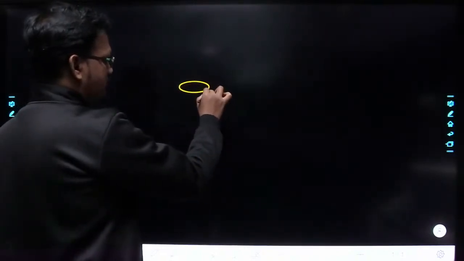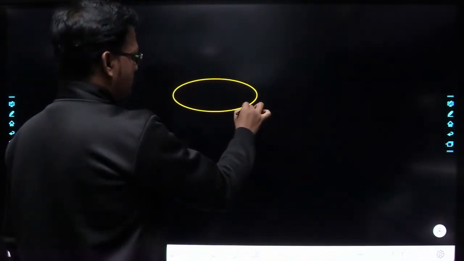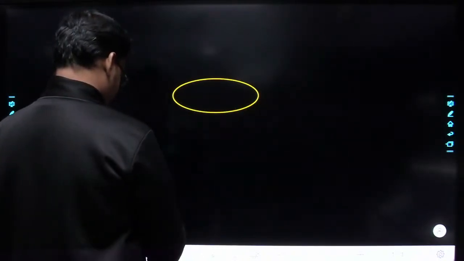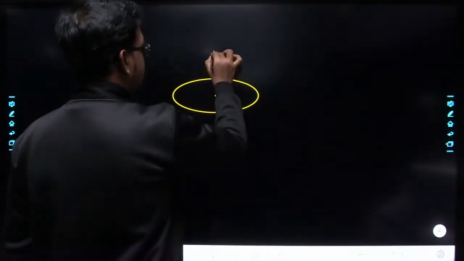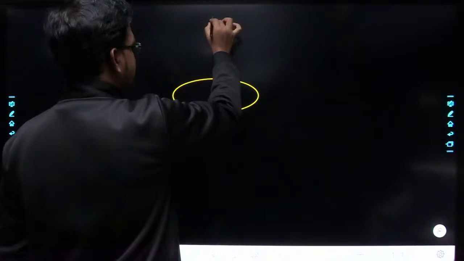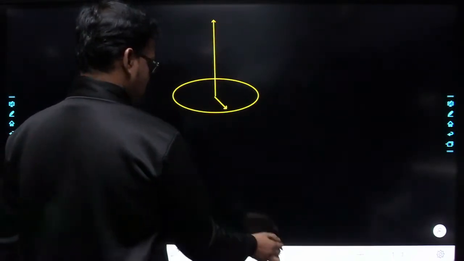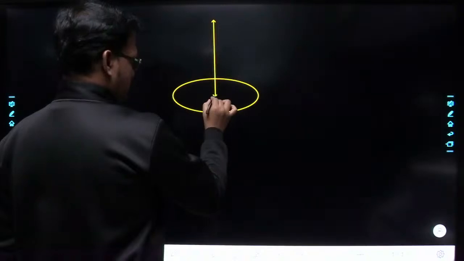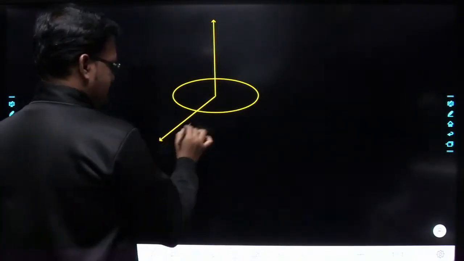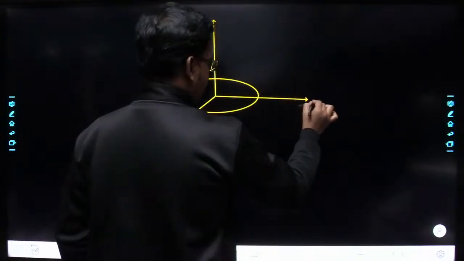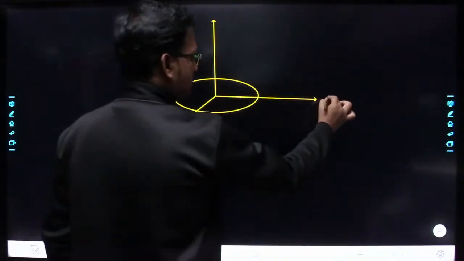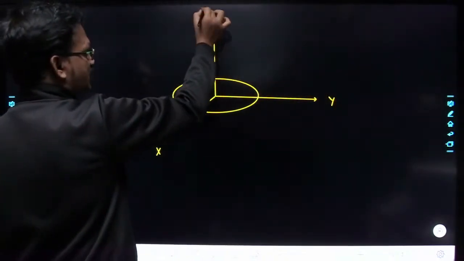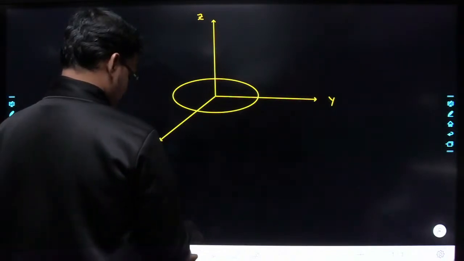One more problem we are going to solve here. I am considering a circular loop, and let us consider this as the z axis, this as the x axis and this as the y axis.